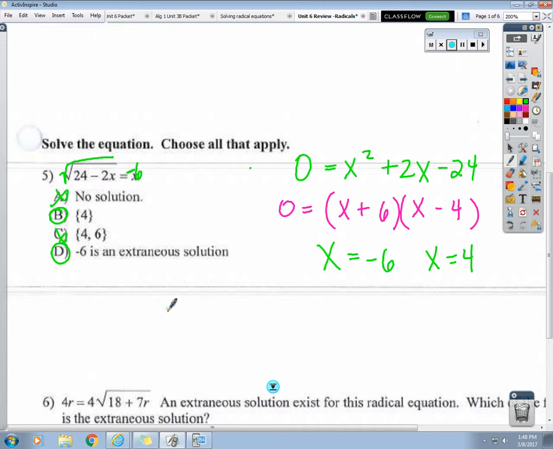So you have to circle both, and it's like that on the test. Anytime it says choose all that apply, you probably need to be looking to circle more than one answer. Okay? All right, number 6.